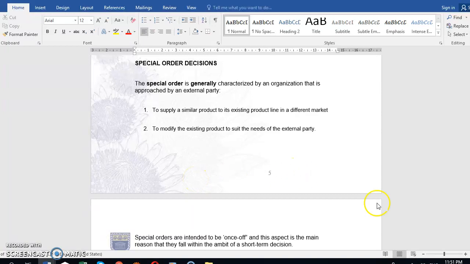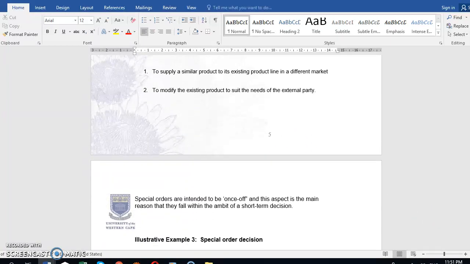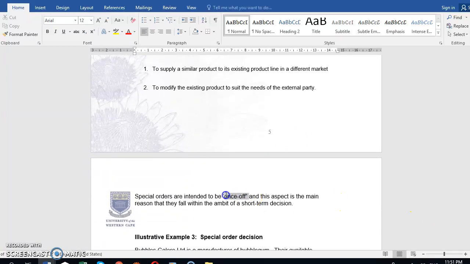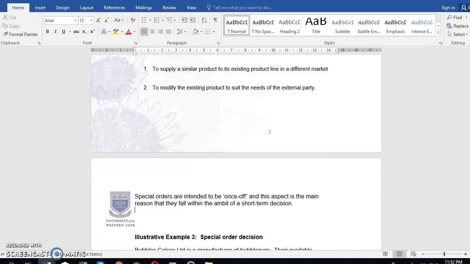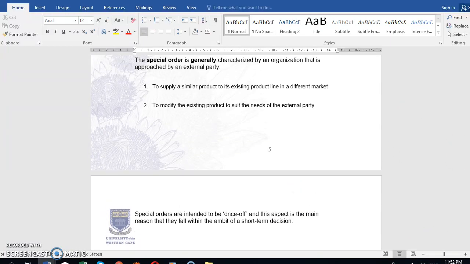Special orders are intended to be once off, and this is the main reason why they fall within the ambit of a short-term decision. If it's not once off, if it's longer than once off, then it becomes more strategic, and then it becomes long-term. But usually special orders are short-term. So the best way to do this is by way of an example.